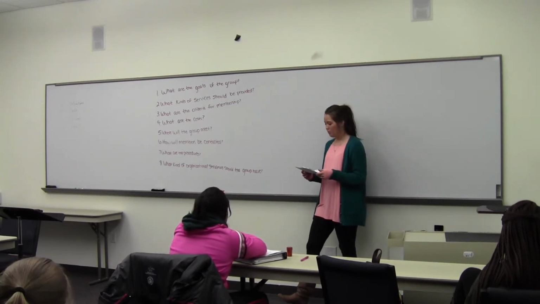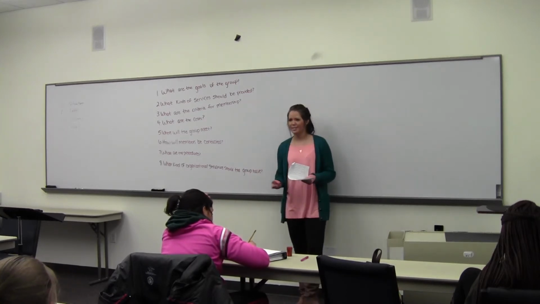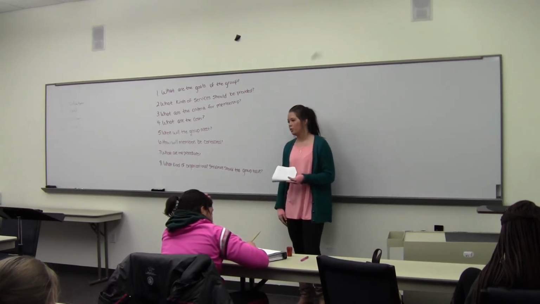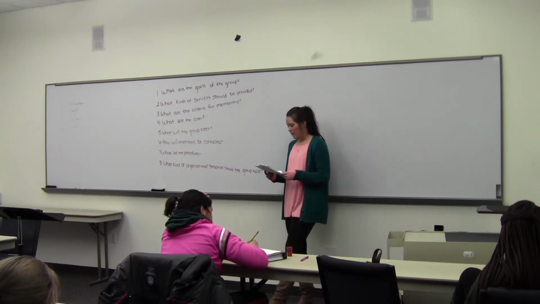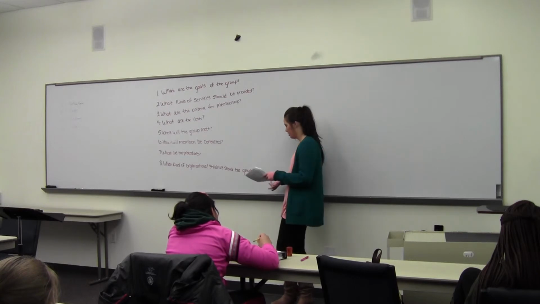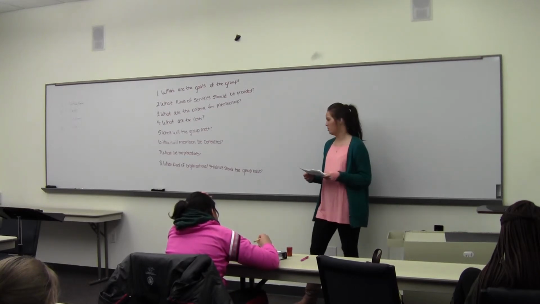Seven is, what are the procedures for joining and leaving the group? So that's self-explanatory. What does a person have to do to become a part of your group, and is there anything special they need to do to leave? And eight is, what kind of organizational structure should the group have, which we've talked about in class. There are lots of different ways you can organize the leadership and the members in the group.